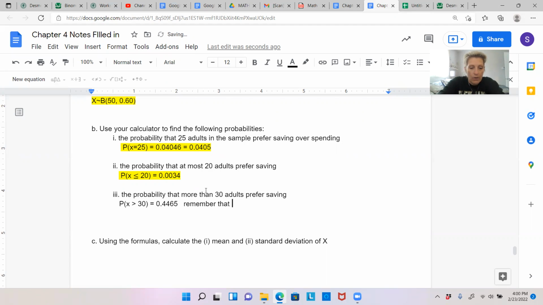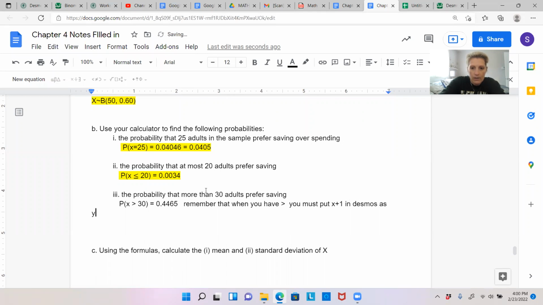Remember that when you have greater than, you must put x plus 1 in Desmos as your lower bound. Yeah. So we have to remind ourselves of that.